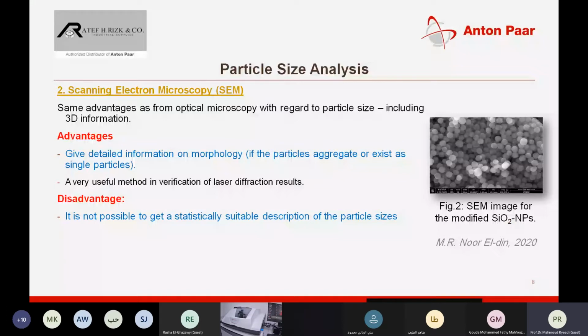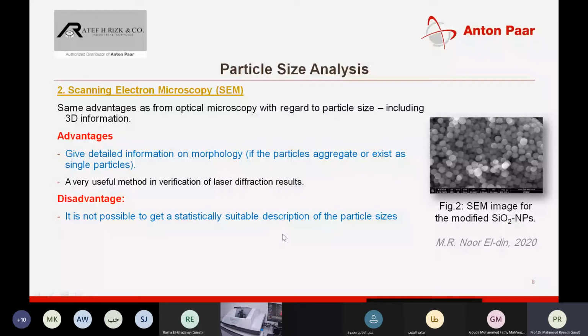Sieve analysis equipment is very cheap and useful if you want to search for a single large particle in your mixture. Disadvantage: it requires a large sample amount. It is quite time consuming.